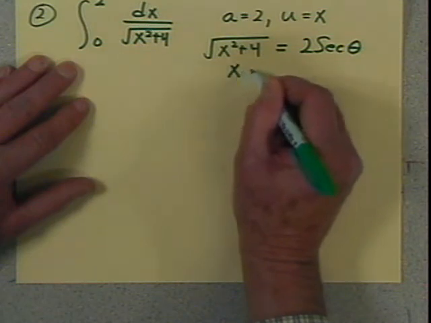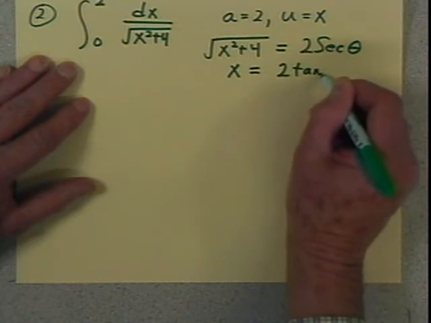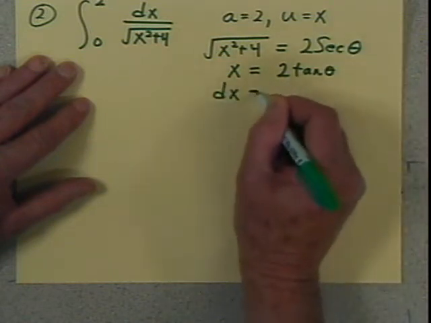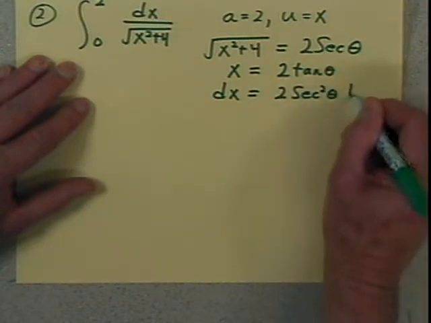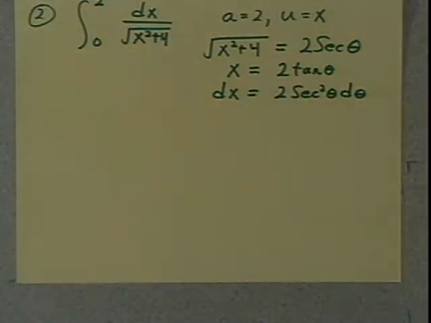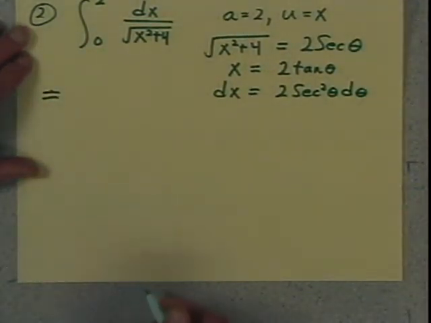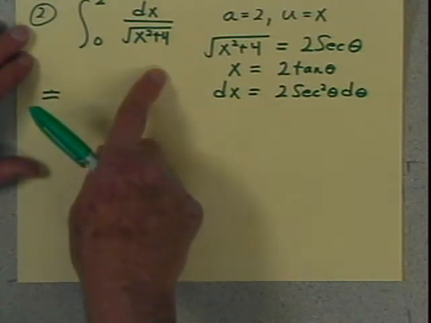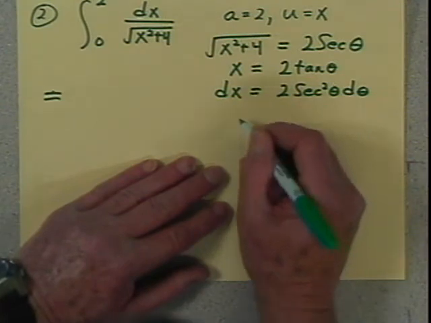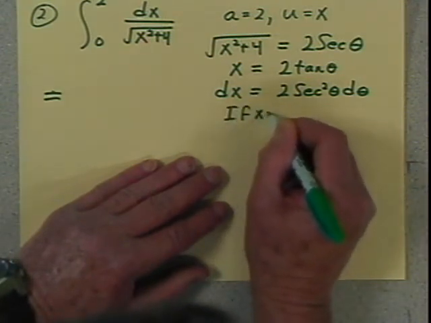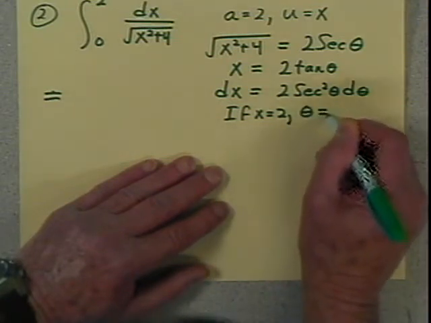Any x's left over, which there aren't any, but just in case there were, will get replaced with 2 tangent theta. The dx is always there, and he'll get replaced with 2 secant squared theta d theta. But you know me, when I write equals, I don't want to lie. This is going to be turned into a theta integral. So I continue on like is normal and say if x is the upper limit 2, then what does that make for theta?